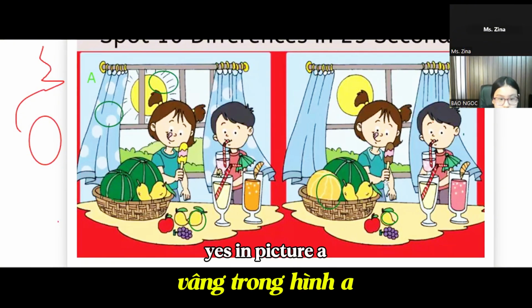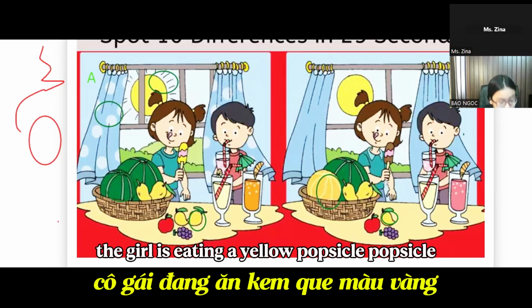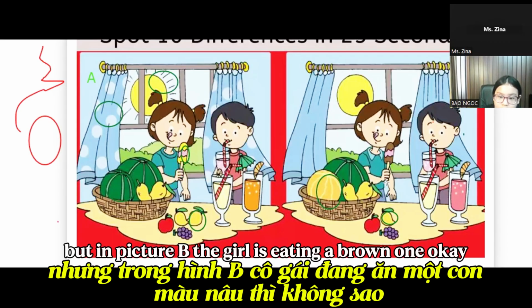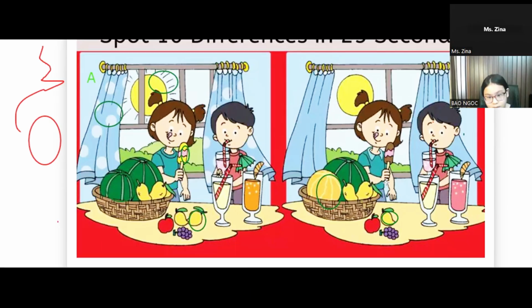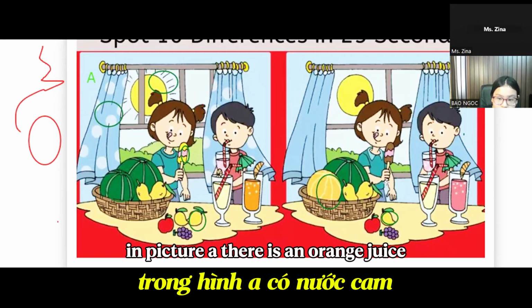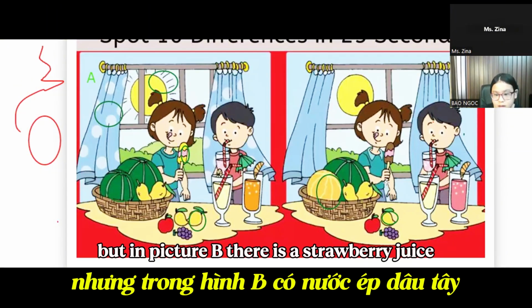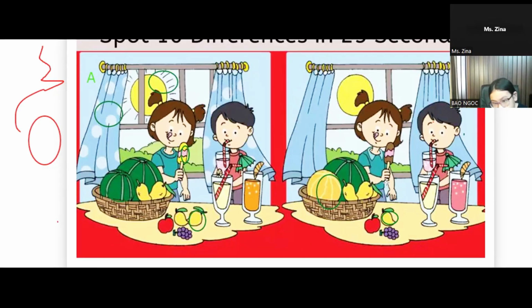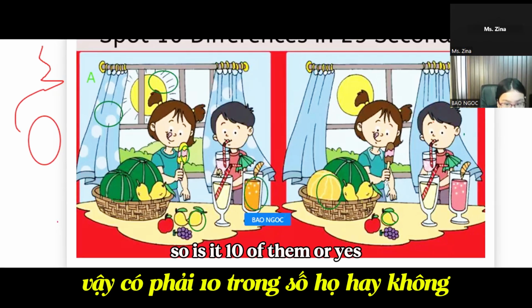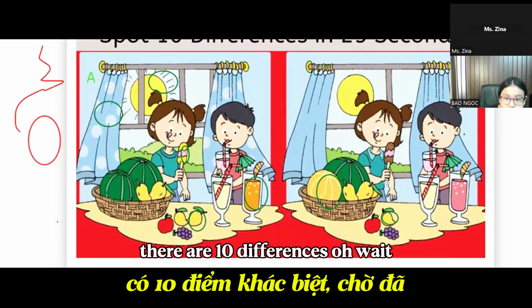Yes. In picture A, the girl is eating a yellow popsicle. But in picture B, the girl is eating a brown one. Good. In picture A, there is an orange juice, but in picture B, there's a strawberry juice. Excellent job. So is it 10 of them? Yes, there are 10 differences.